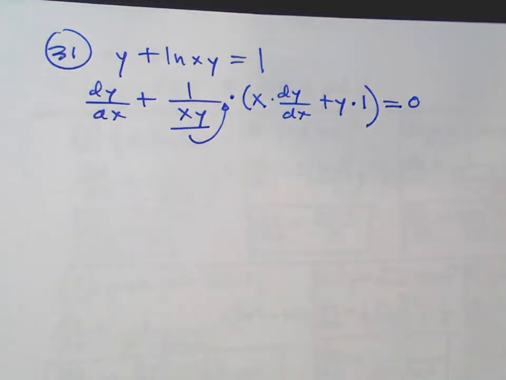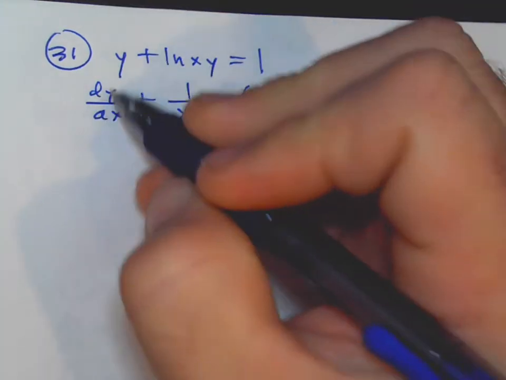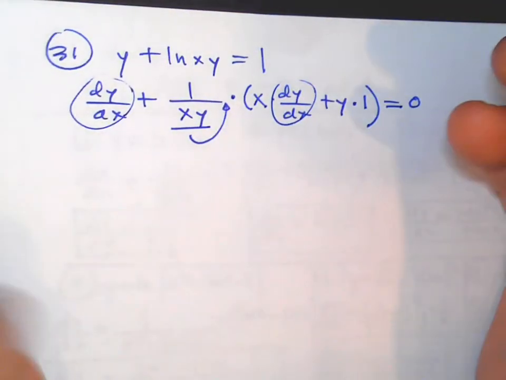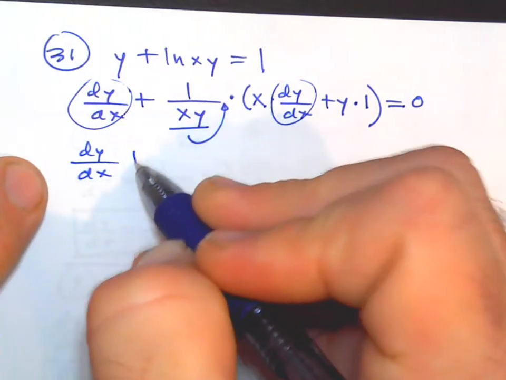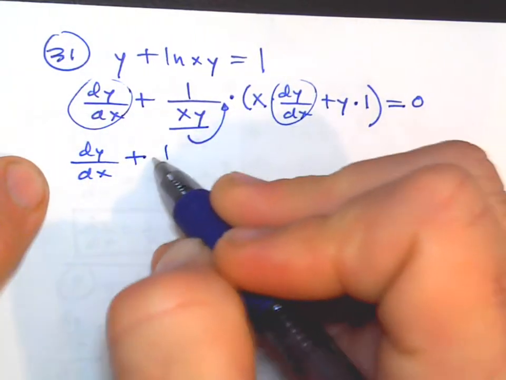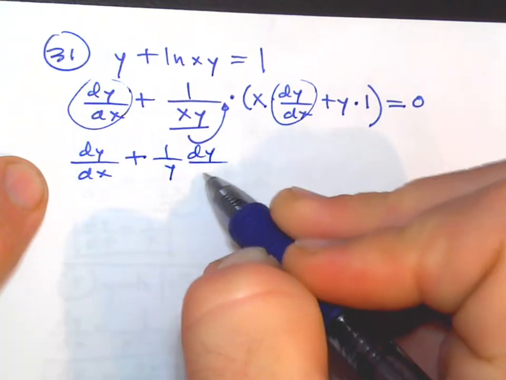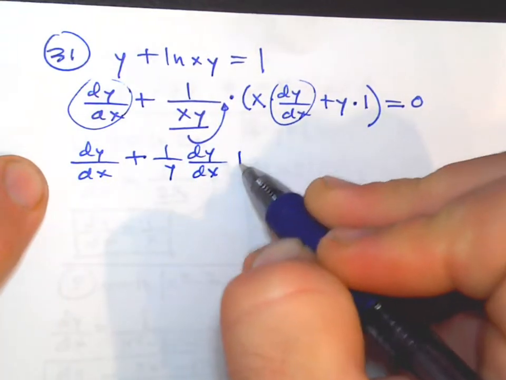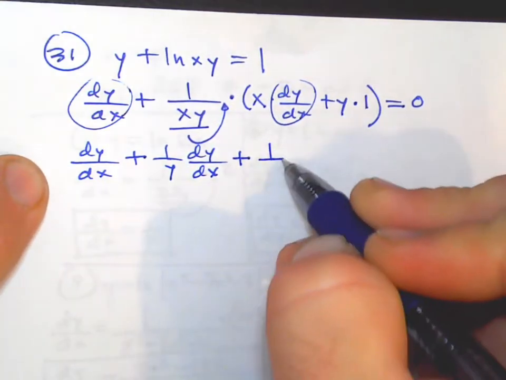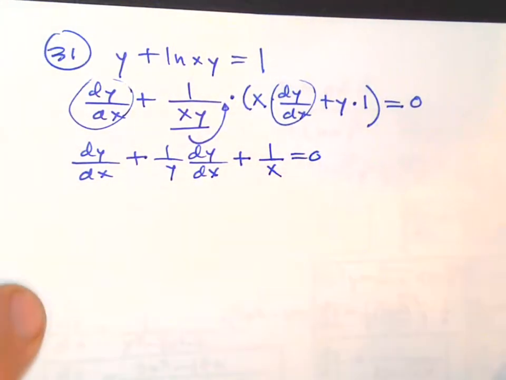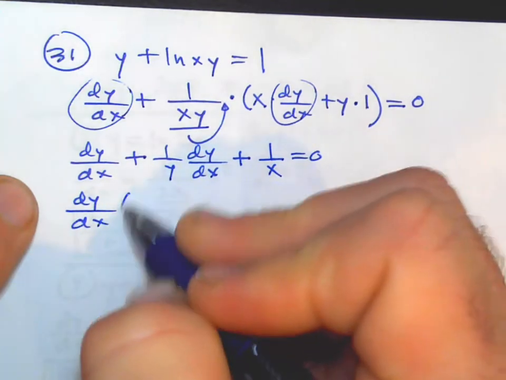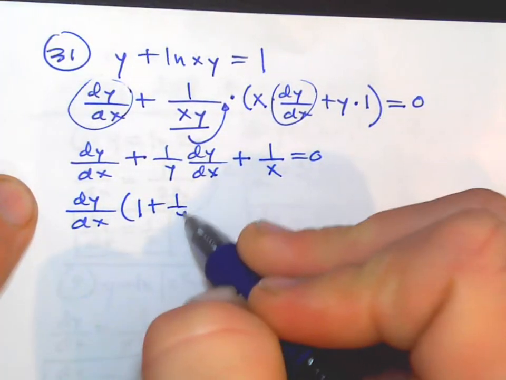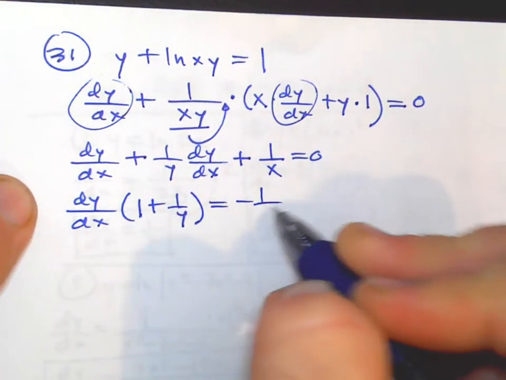We did the derivative, but now we have to get dy dx by itself because that's what we're trying to find. So I would probably go ahead and distribute this. It's going to be 1 over y dy dx plus 1 over x. And then we could factor the dy dx out of the two terms that have dy dx, 1 plus 1 over y, and move our other term to the other side.